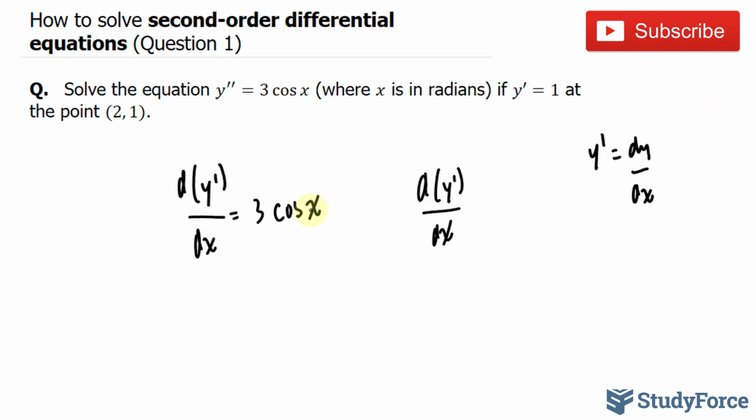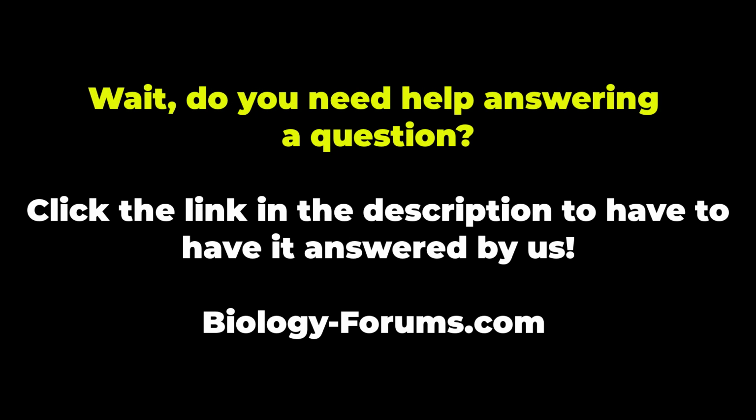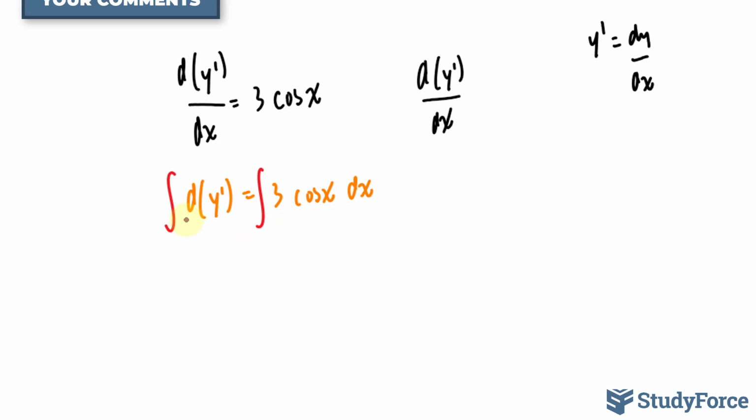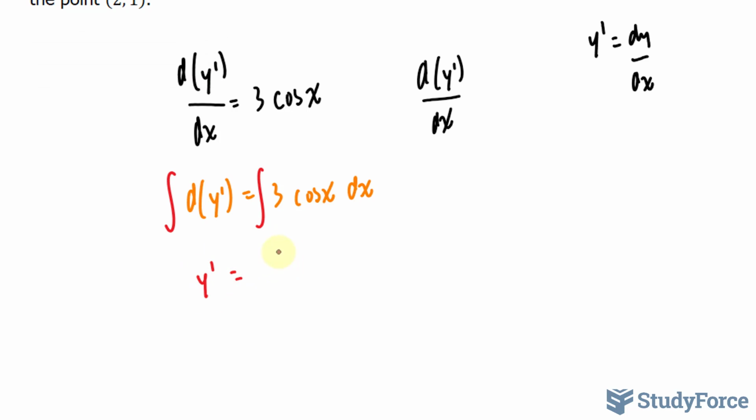What we have to do is take the integral of this equation, but first we need to bring this dx over here, and we can do that easily by multiplying both sides by dx. And if we do that, we end up with dy prime is equal to 3 cosine x dx, taking the integral of the left side and the right side. Starting with the left side, we get y prime, and of the right side we end up with this 3 coming out, and the integral of cosine x is equal to sine x.